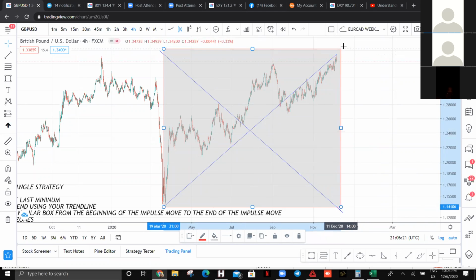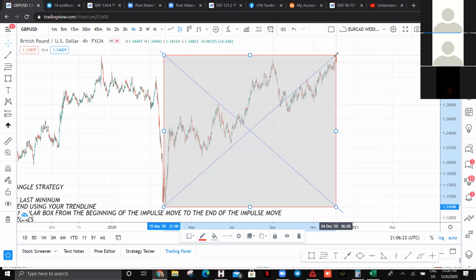So you can as well draw your trend line out. Oh, sorry. Trying to get this one.